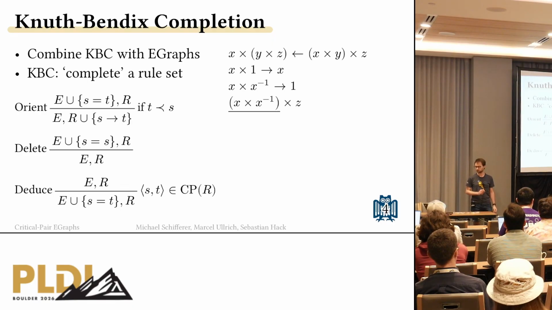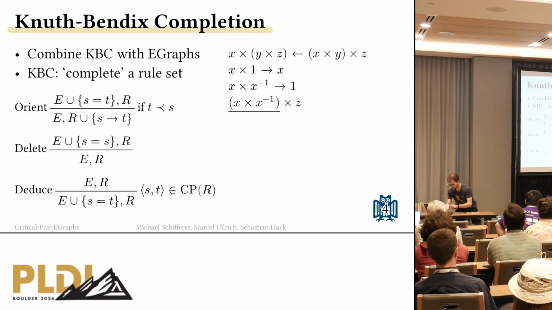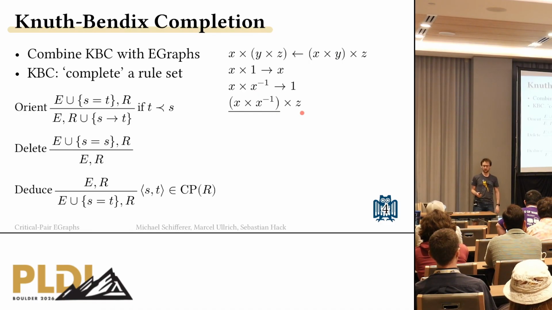And now we find a critical pair. A critical pair, you can take a look here, is for instance this term, which takes the left-hand side of the oriented associativity rule, and tries to overlap this part, x times y, with our inverse rule. So it overlaps x with x and inverse of x with y, resulting in the term x times inverse of x times z.